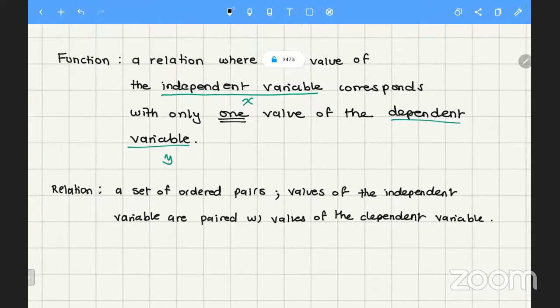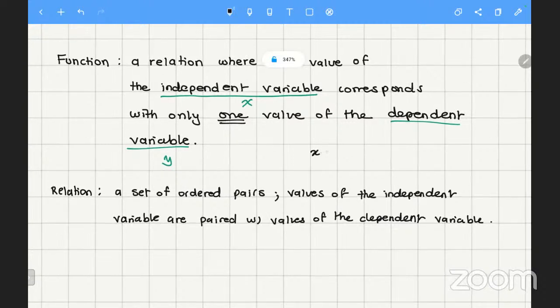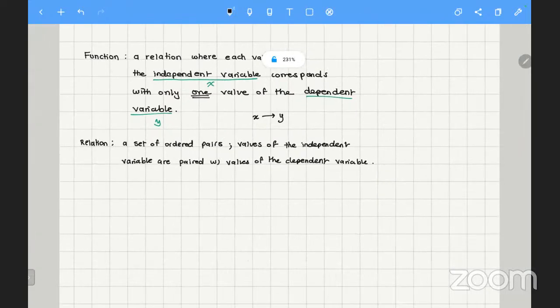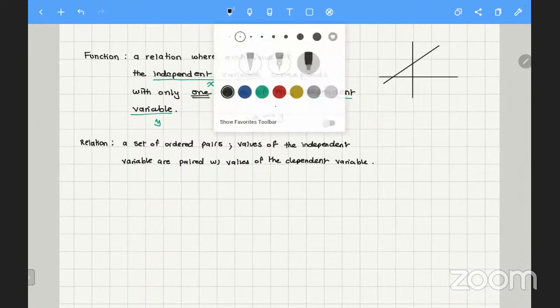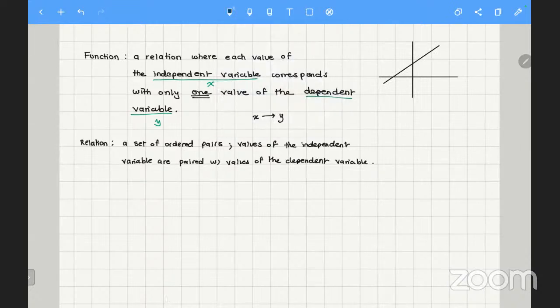Okay, so a function is a relation where the value of each independent variable corresponds with only one value of the dependent variable. That means for every x value, we only have one y value. Examples of functions are like the equation of a line. A function has to pass the vertical line test, which you don't know yet, but I'm just going to mention it right now.